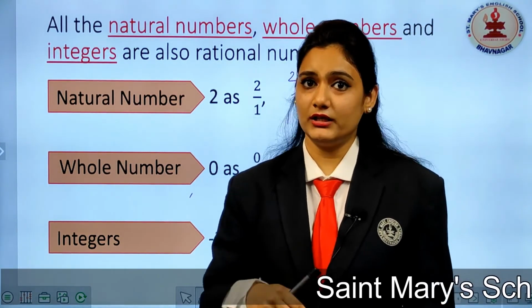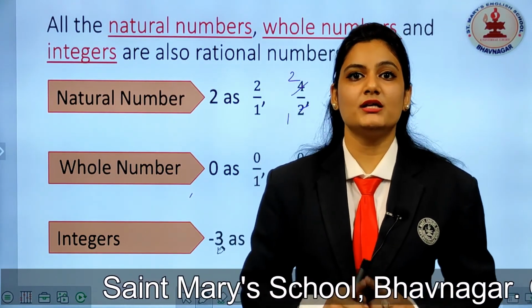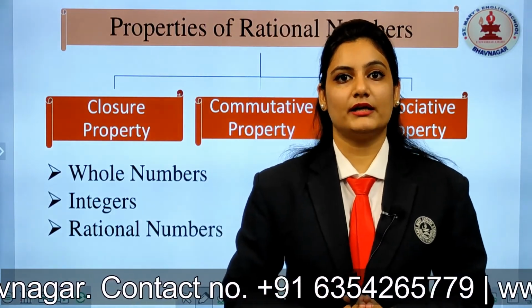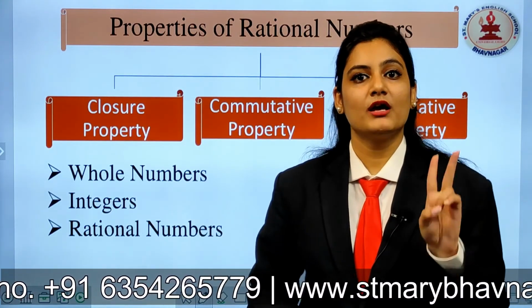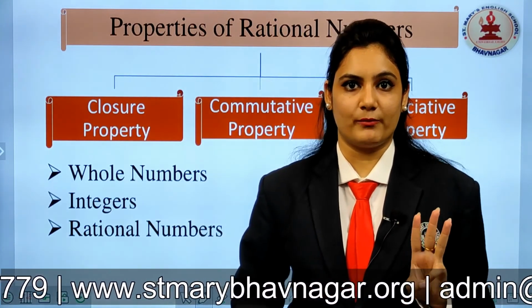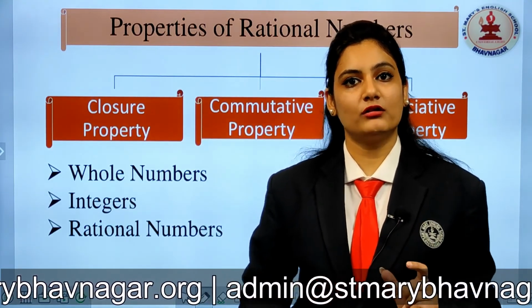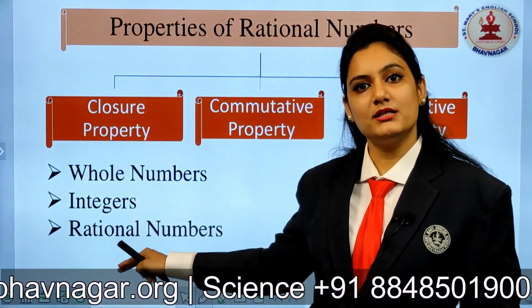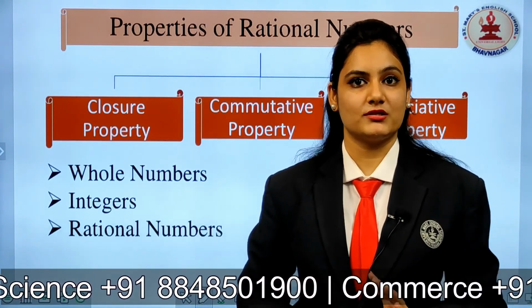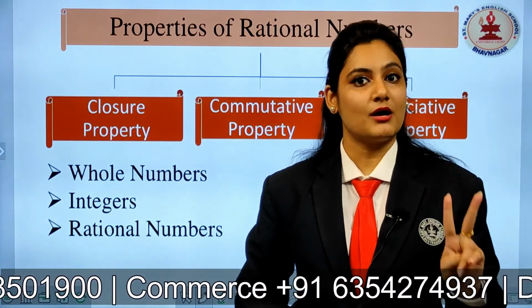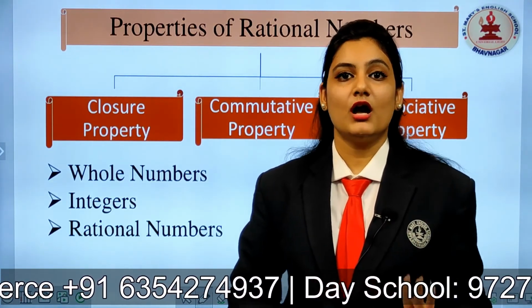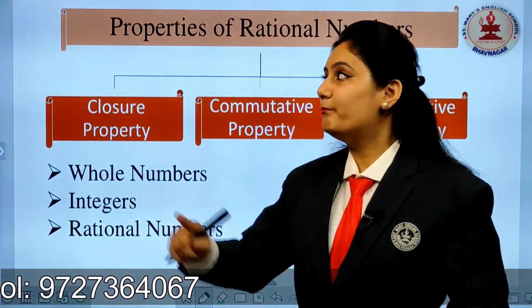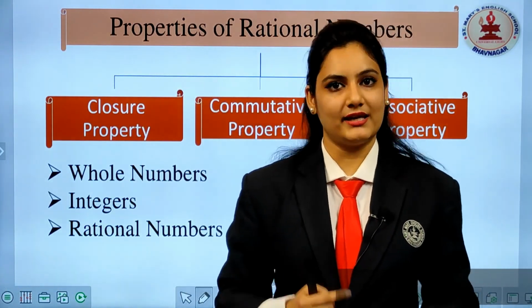Understood, children? Now in the next video you will understand the properties of rational numbers. Okay, I'll brief a little bit in this video: there are 3 properties, closure, second is commutative, third is associative property. Now these 3 properties you will understand for 3 different numbers: first whole numbers, second integers, and third rational numbers. Now there are 4 operations you have learnt: addition, subtraction, multiplication, division. These 3 properties are applicable in all these operations. Those are the properties of rational numbers that you will learn in the next video. Thank you.